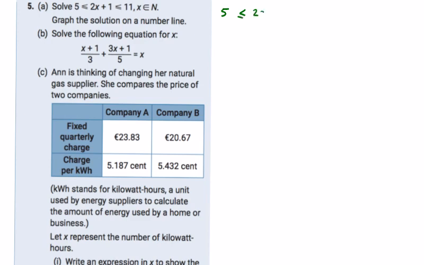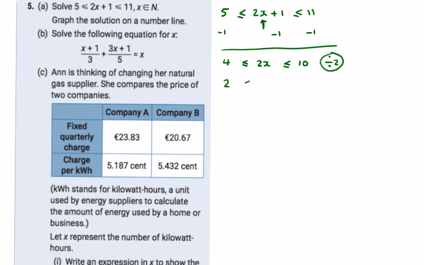So question 5 has these compound or two-part inequalities. 5 less than or equal to 2x plus 1, and less than or equal to 11. So we want to try and get this x on its own. So the first thing I'm going to have to do is take away 1. If you want to put minus 1 under each of them, we'll end up with 4 less than or equal to 2x less than or equal to 10. And then we divide by 2 to get x on its own. We get 2 less than or equal to x less than or equal to 5.